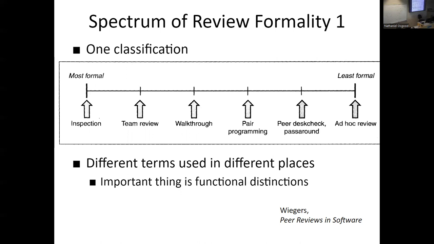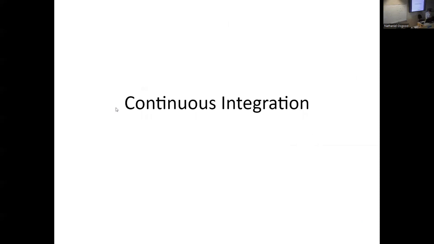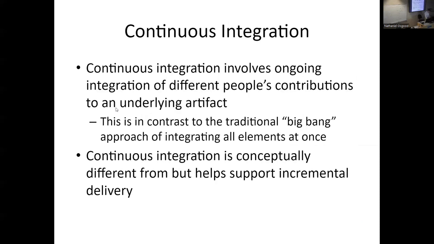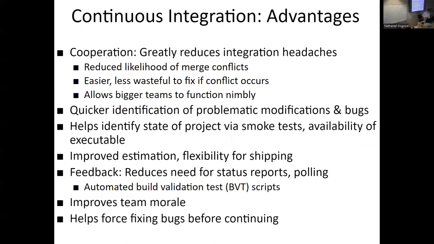But pair programming or pair modeling, peer desk check, and ad hoc reviews are much lighter weight things. These are just really, really good tools. They're extremely valuable. Continuous integration involves putting people's contributions together in an ongoing way, building the model and ideally running it. If you have multiple people working on a model, this is really recommended. Don't have them work independently for many, many months and then try to do it. Try to do it on an ongoing basis.